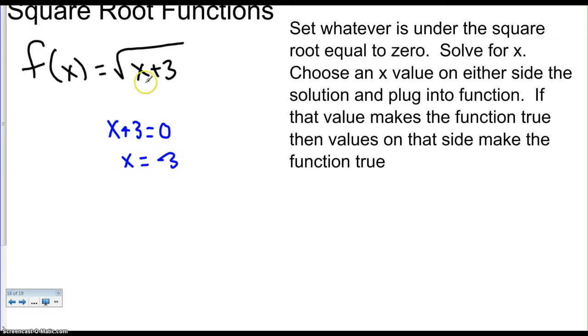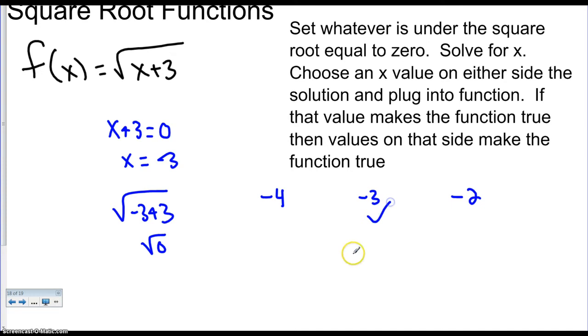Now I plug negative 3 into this. I get the square root of negative 3 plus 3, which is the square root of 0. So it does exist there. But what's going to happen is there's going to be values that don't exist. Now, in order to determine what those values are, I'm going to choose an x value on either side of the solution and plug it in. So negative 3 was a solution here. So I'm going to plug in negative 4, and I'm going to plug in negative 2 to see which ones exist. So I know that negative 3 is true.